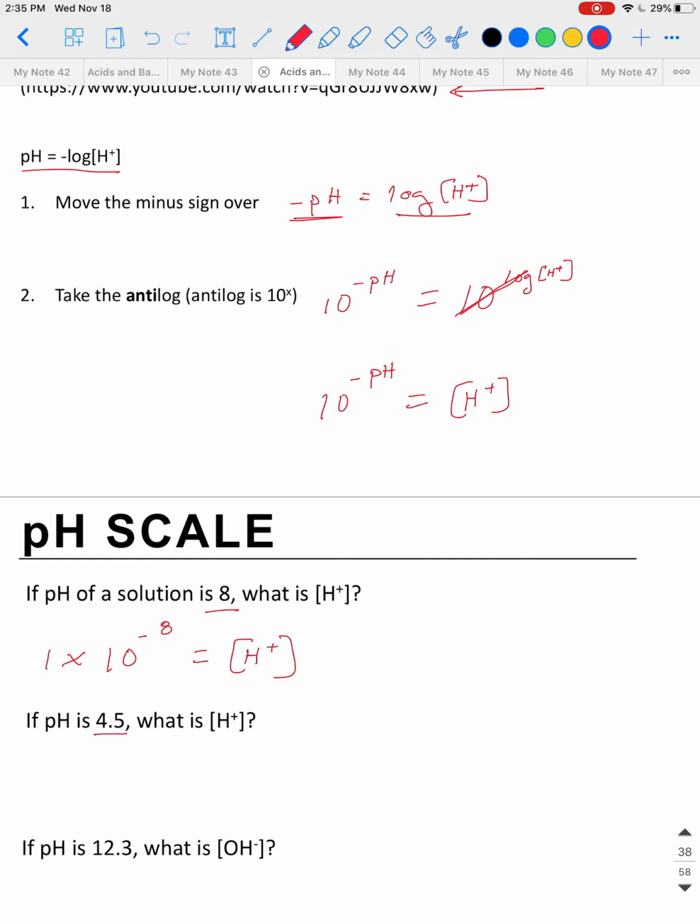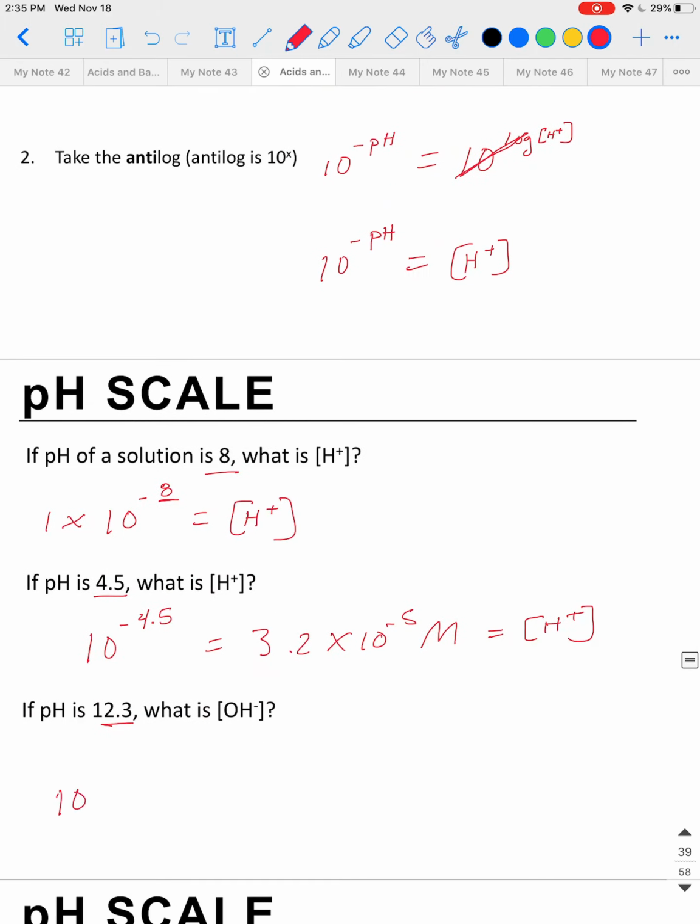But if your pH has a decimal on it, like these next two, then you need to put that in your calculator. So we'll do 10 to the negative 4.5. We don't like to leave decimals in exponents. We like them to be nice, round, whole numbers. So do 10 raised to the negative 4.5, and you should get 3.2 times 10 to the negative 5, I think is what we got. And that's molarity, units of molarity. That equals the concentration of H+.